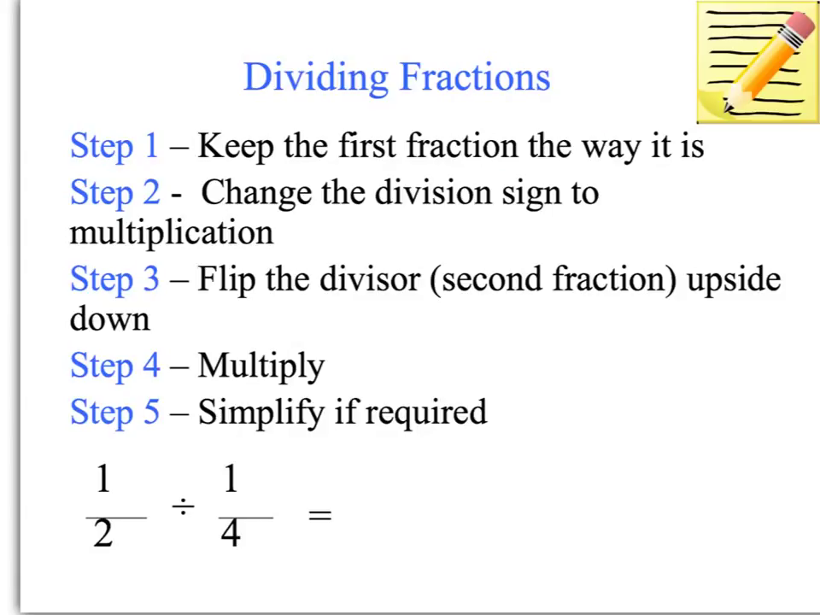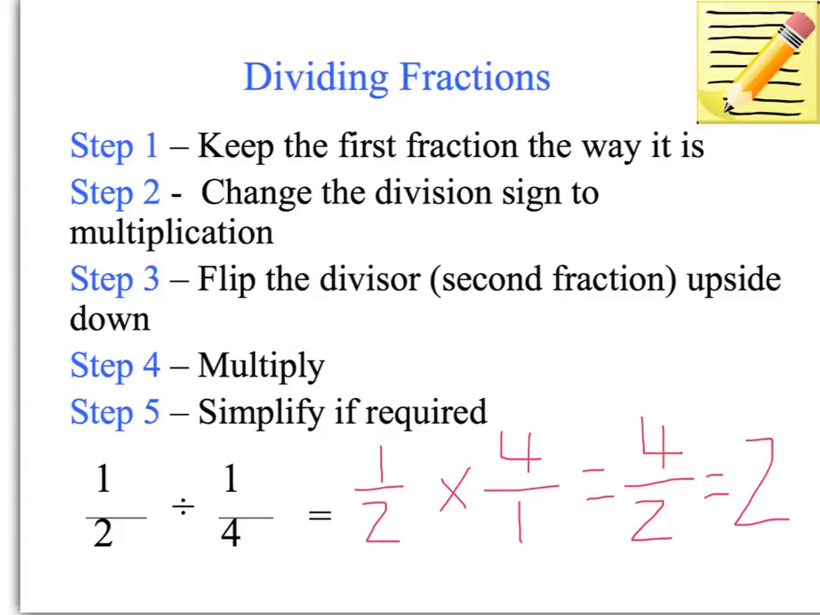So I'll just do this example here. 1/2 divided by 1/4. We write the first fraction as it is, change the division sign to multiplication, and the second fraction we flip upside down, so it'll be 4/1 instead of 1/4. Then we just multiply like normal. 4 1s are 4 and 2 1s are 2, and we still need to simplify it down. It comes down to 2. So there are 2 1/4s in a half.